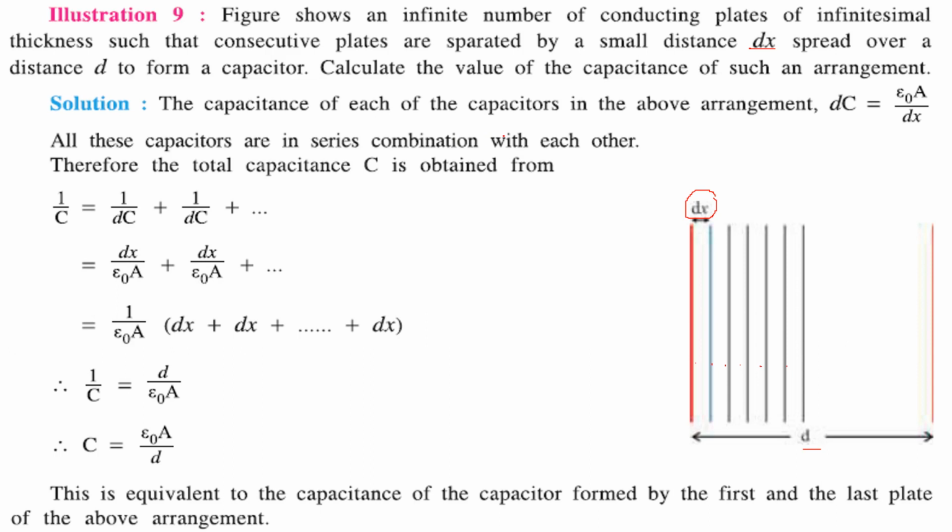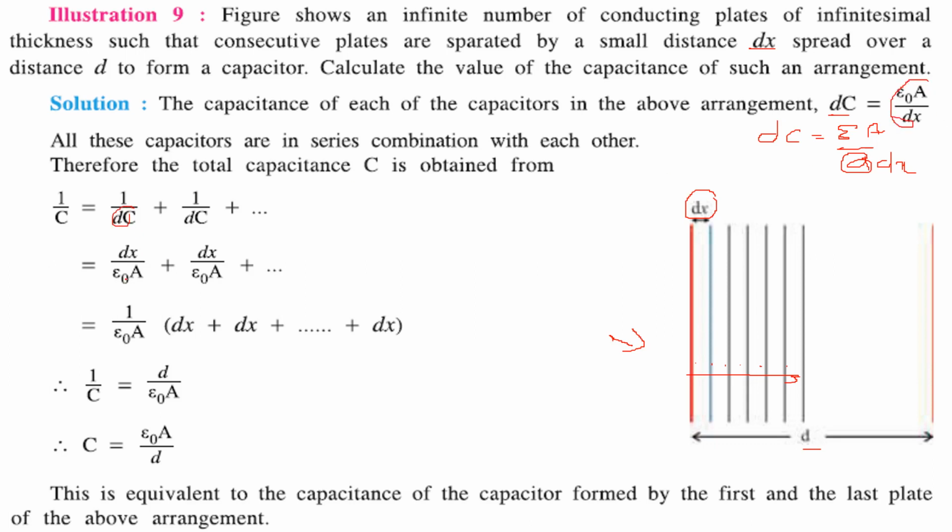So what will be the capacitance of each capacitor in this arrangement? We know that C is epsilon naught A by D. Since this distance is very small, dx, dC will be equal to epsilon naught A by dx. And all these capacitors can be assumed to be in series with each other, right? So 1 by C will be equal to 1 by dC plus 1 by dC, and so on. All have equal attributes, as given in the question. In this dC we can write epsilon naught A by dx.